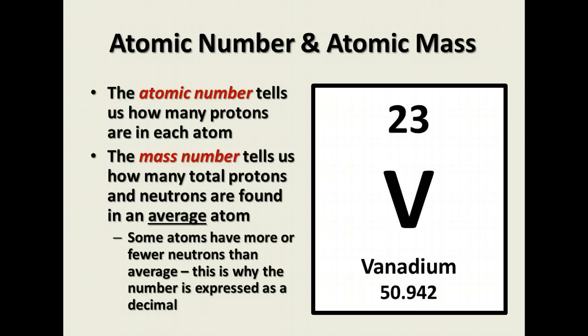If you were doing calculations with this, which you will need to do, you would round this number to the nearest whole number. So in this case, it would be 51. So if you ask me what the mass of vanadium is, I will tell you it's 51 atomic mass units.